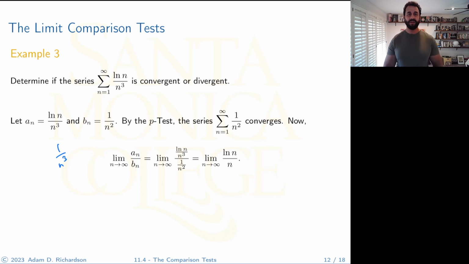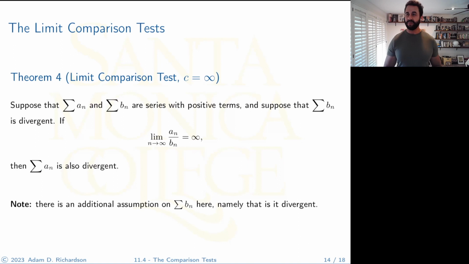All right. Okay, now the next one, if you tried to do 1 over n cubed as your comparison, then you would end up getting infinity, if I remember correctly. So let's talk about the case when that does happen. The limit comparison test, the case where C, maybe I should say quote unquote, equals infinity.